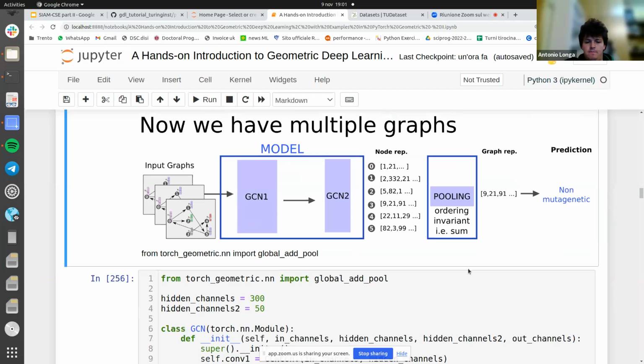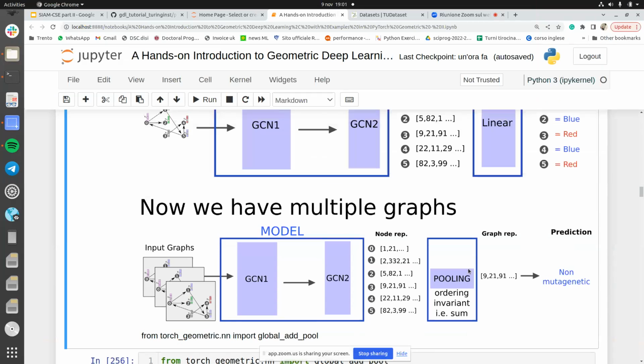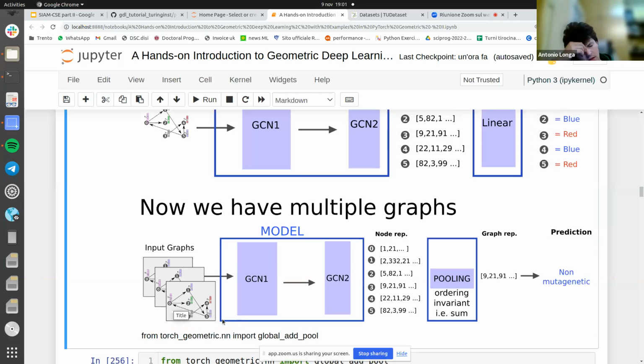But yeah, you're right. Sorry, the number of elements in the graph representation is equal to the number of input graphs in the batch. Sorry, say again? Is the number of elements in the graph representation, I think it's a list or something like that, the same as the number of input graphs? No.